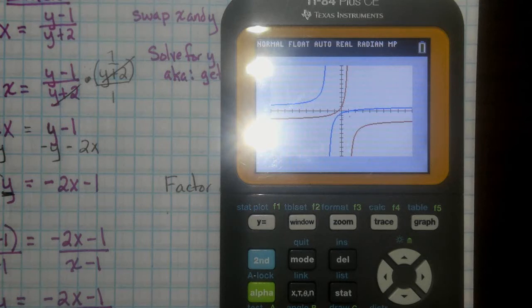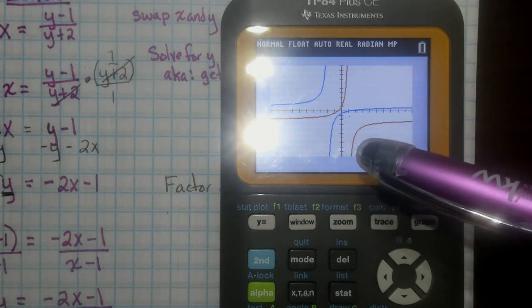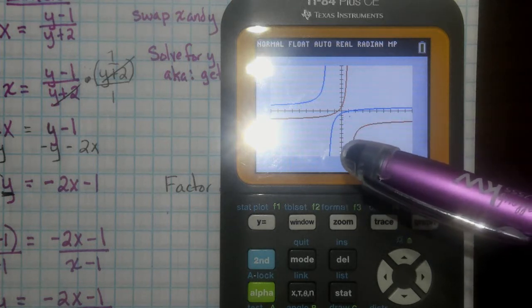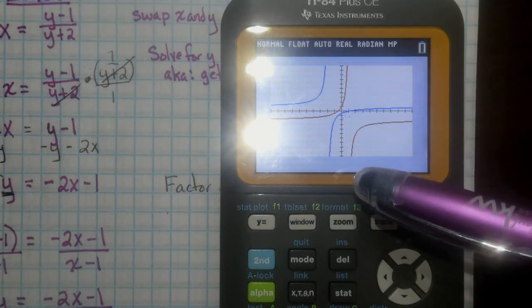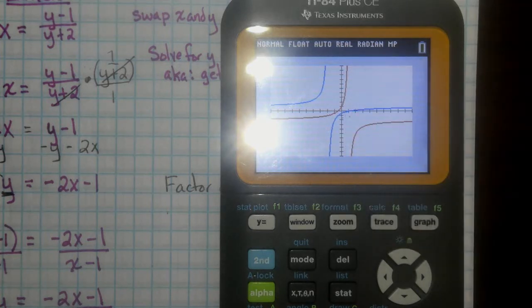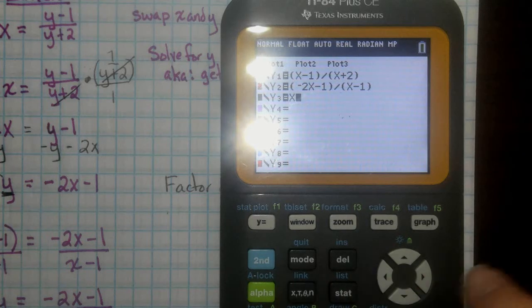Alright, so let's take a look at our red graph. Do you see that our red graph has a discontinuity right here? Do you see why x cannot equal 1? Alright, now I'm going to go to y equals, and on this third line I'm just going to put y equals x.